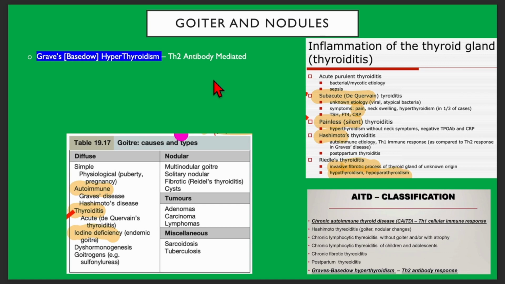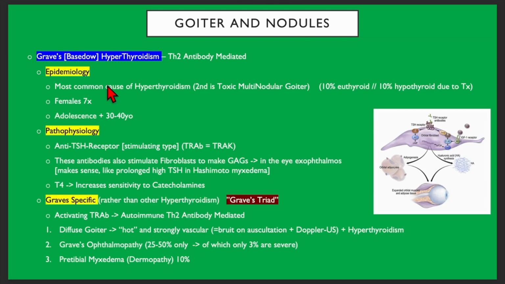So moving to Graves, that's the other autoimmune disease of the thyroid. We said T helper 2 driven, the antibody response, and in this category it's only Graves. So very easy, no cells involved, antibody. We're still in the diffuse goiter with the thyroiditis.